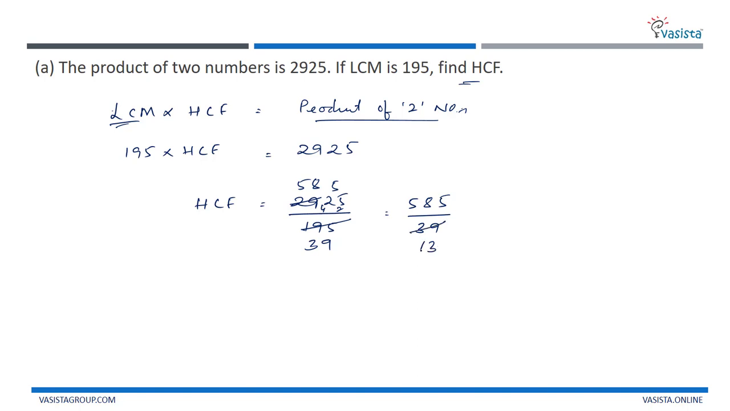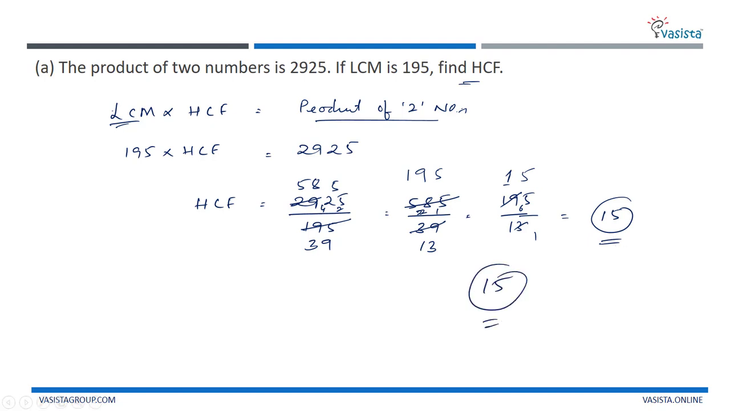3 13s are 39. 3 1s are 3, 2 remainder, 3 9s are 27. 1 remainder 5. So this will become 195 by 13. Now 13 1s are 13, so here also 13 1s are 13, 6 remainder, so 65, 13 5s are 65. So the answer here is 15. 15 is the HCF of this. The answer here is 15.